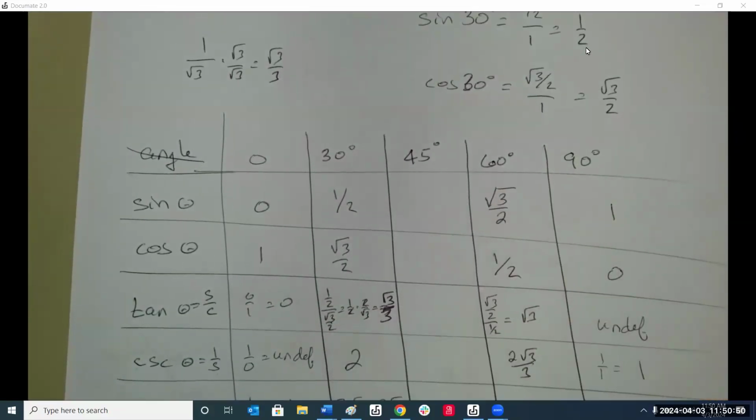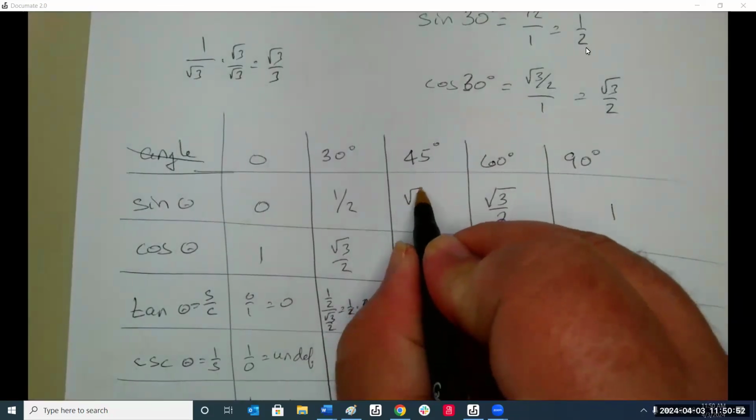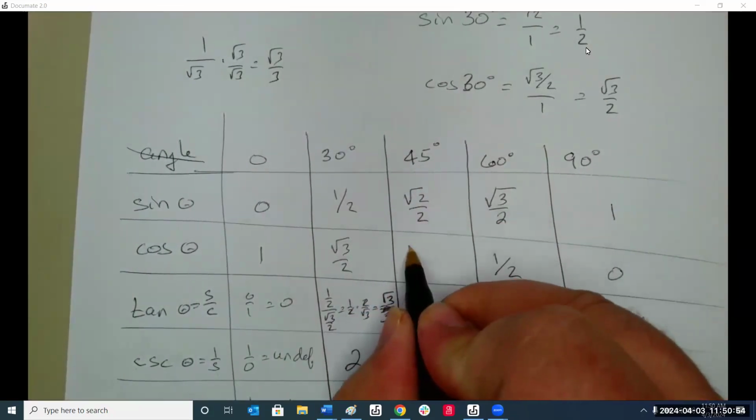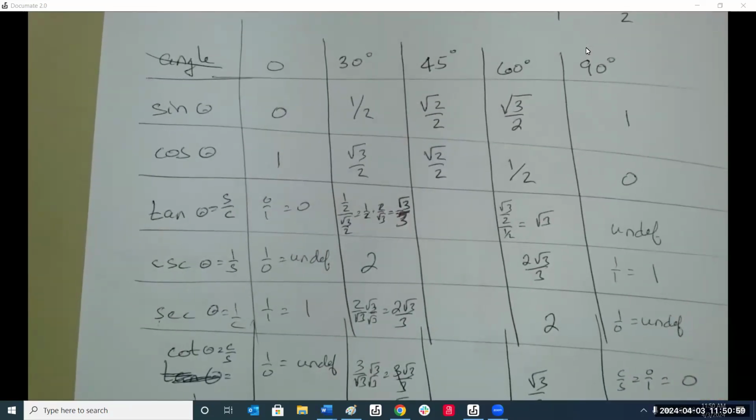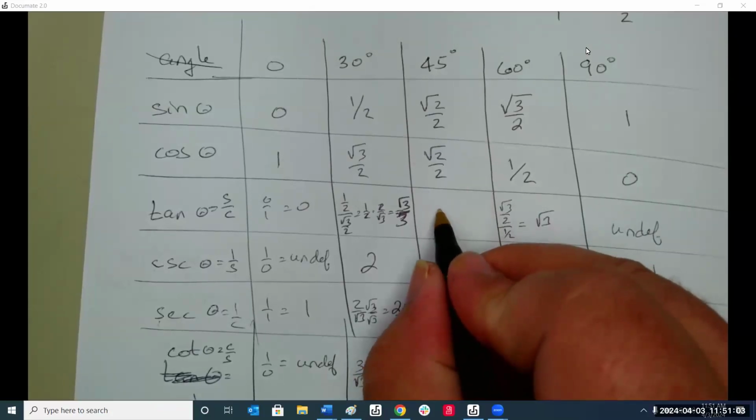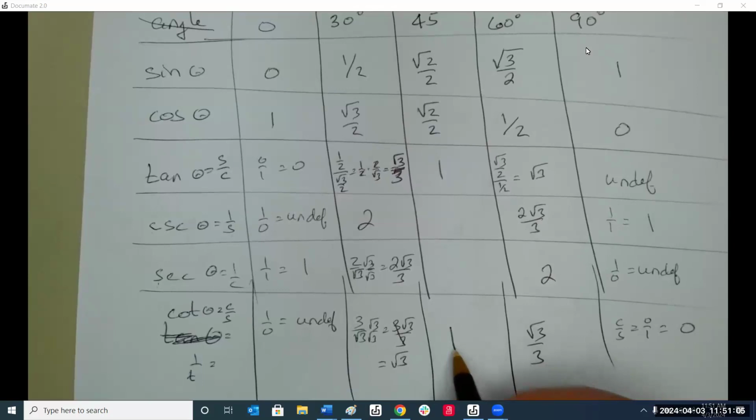So the sine at 45 degree angles is square root of 2 over 2. The cosine is square root of 2 over 2, because they're both equal at that point. A equals B, which means tangent is 1, which means cotangent is 1.